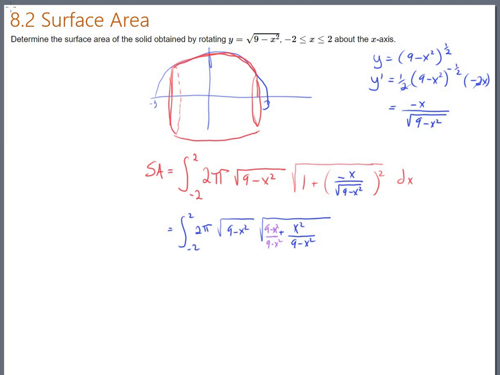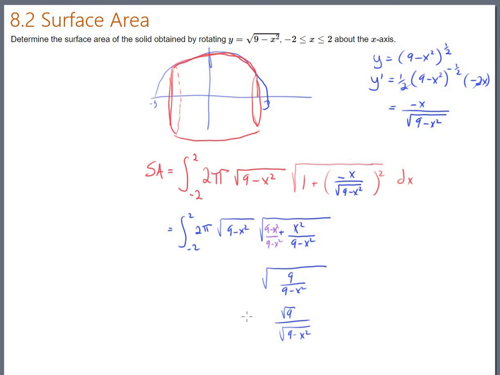Now we have a common denominator, so we can add those together, the stuff inside this square root. The x squared cancels, and the top just becomes 9. The bottom becomes 9 minus x squared. And I'm actually going to separate this, because you can separate square roots top and bottom: square root of 9 over square root of 9 minus x squared.